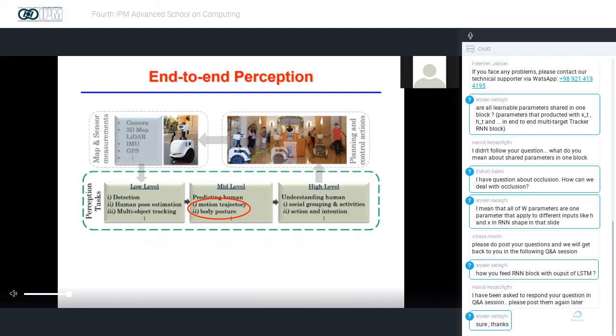But we are not interested only in the motion of the entire body, but also in more detailed information about the body joints and how the human moves in the environment. So we are trying to model body posture and motion jointly and predict it in the future.